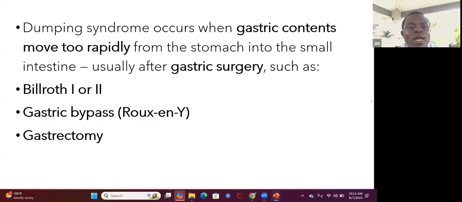So we have Billroth 1 and Billroth 2. This was named after, I think, the renowned surgeon who did this first. It's like a partial gastrectomy. I'll show you pictures and use them to explain. Gastrectomy is where all the stomach, the organ itself, is removed. That's gastrectomy. We have Roux-en-Y or gastric bypass surgery.